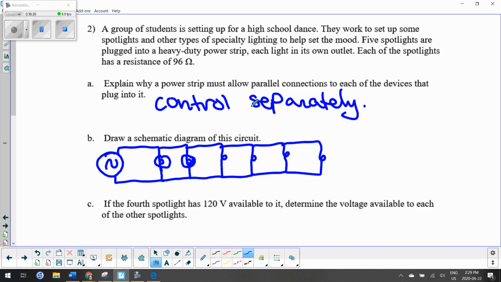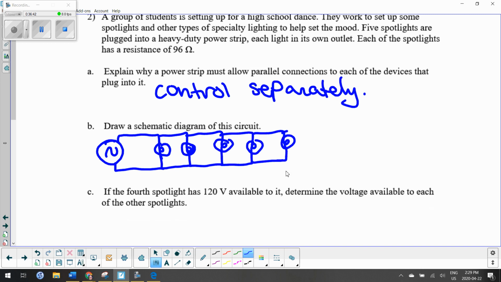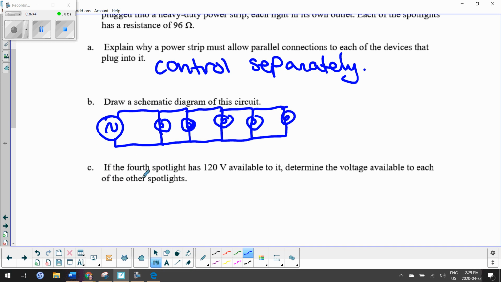Oh, sorry, I'm counting. Got way ahead of myself. I was thinking 8 from the last one. I only needed 5. Okay, so there's 5 light bulbs. So I just need to finish my light bulbs. Okay, there we go.